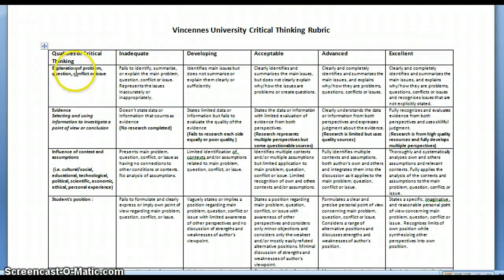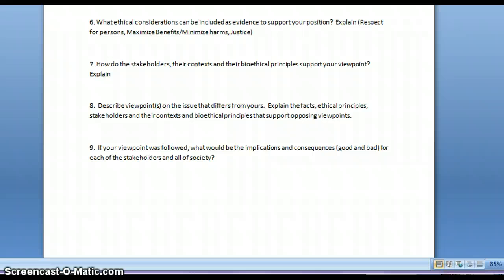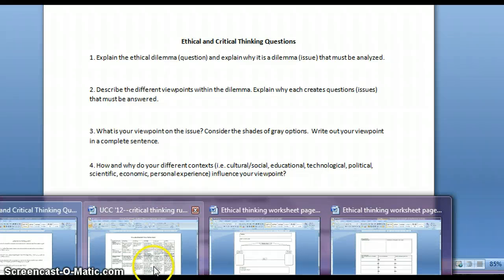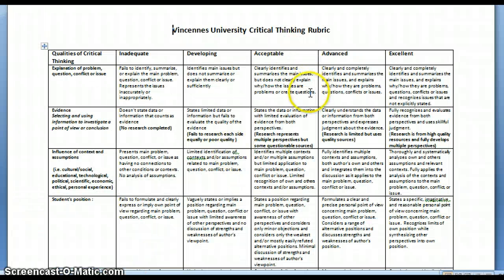So again, if you look at how this ties to the questions: explanation of the problem, question, conflict, or issue. This is question number 1. Okay, this is question number 1. But when you look at the rubric, you'll see that one of the things I'll be looking for is, do you explain why the question is an issue? Why is it a question that we have to look at?